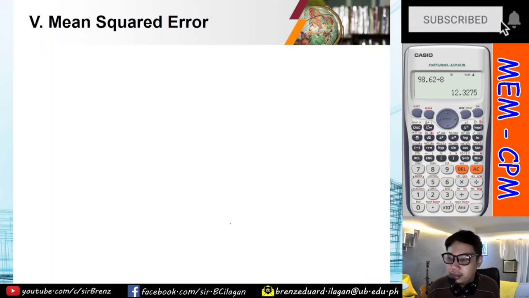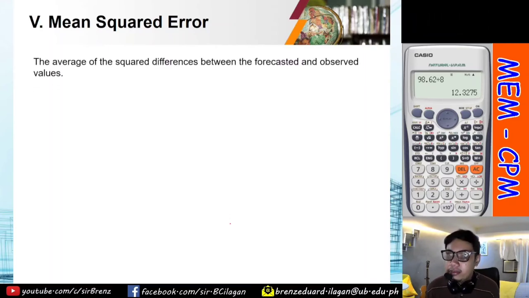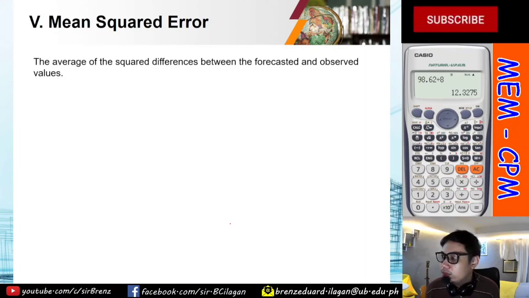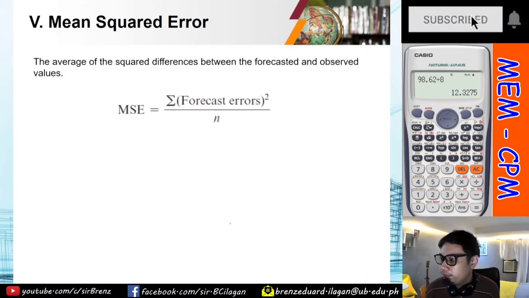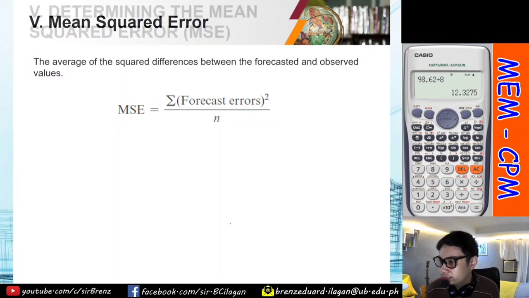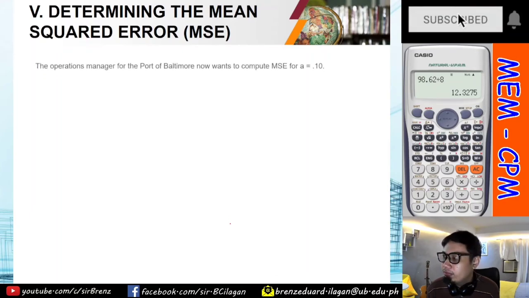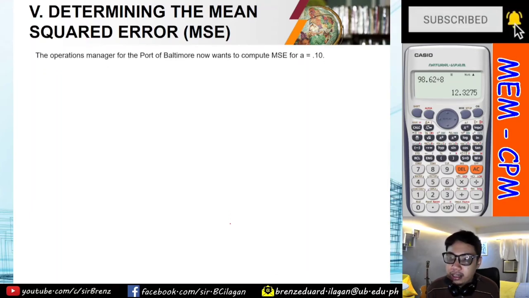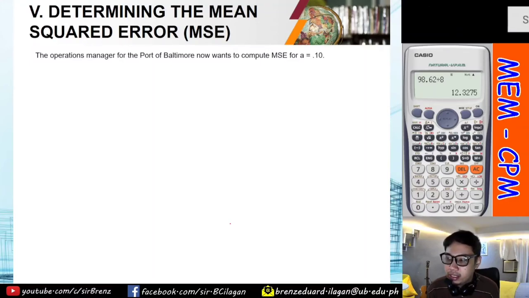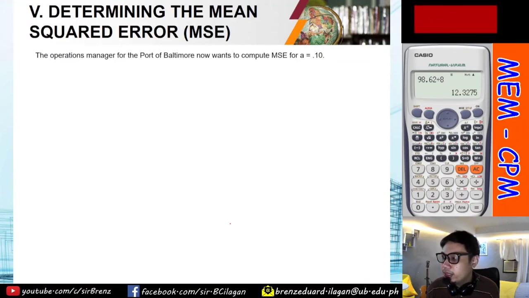Okay, next. This time, doon naman tayo sa MSE or yung mean squared error. So, paano ba siya? The average of the square difference between the forecasted and observed values. So, that has a formula of MSE is equals to the forecast error squared all over N. So, from the previous example, I consider na lang natin dyan, yun nga, the operations manager for the Port of Baltimore now wants to compute the MSE for alpha na 0.1.